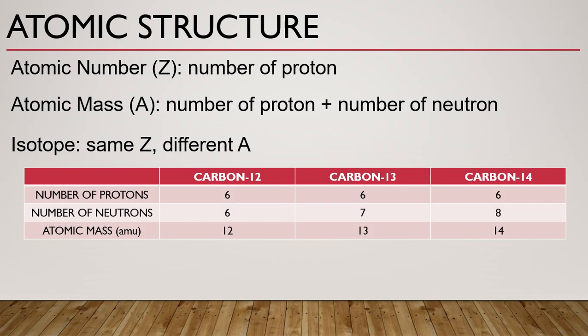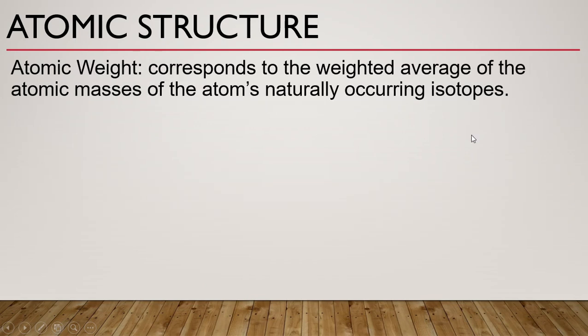Atomic mass is something we can use to describe an atom. Yung sum ni proton and neutron. Again, carbon 13, carbon 14, these are the isotopes. Same atomic number but different in atomic mass because they differ in number of neutrons. How about yung atomic weight? Atomic weight corresponds to the weighted average of the atomic masses of isotopes.